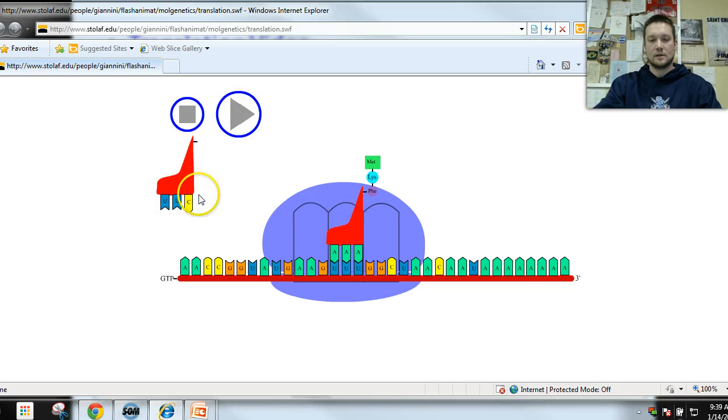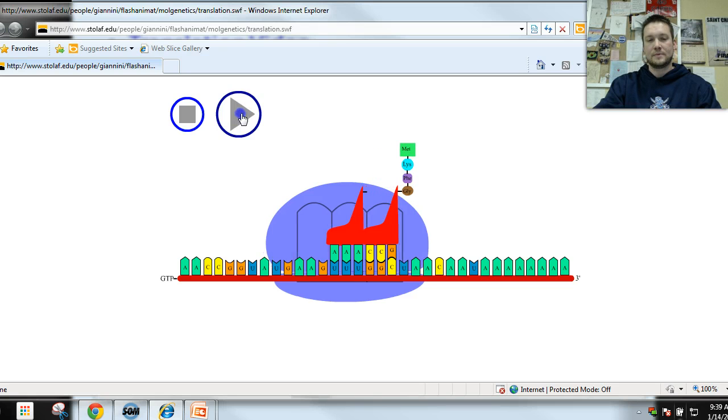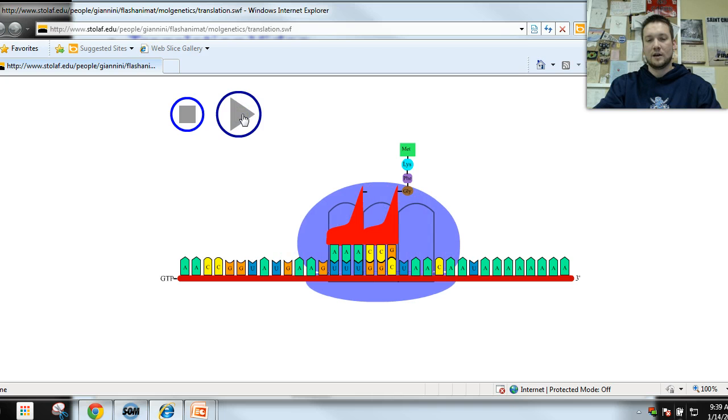Once this one is in the E site, it gets ejected, and this is just a process that keeps continuing. New tRNA comes in, we slide over, we attach with a peptide bond, and then we get rid of that amino acid. Or not the amino acid, the tRNA, sorry. Okay, let's finish this out.